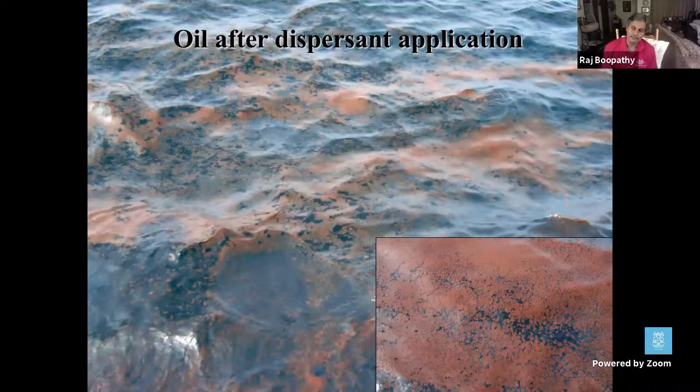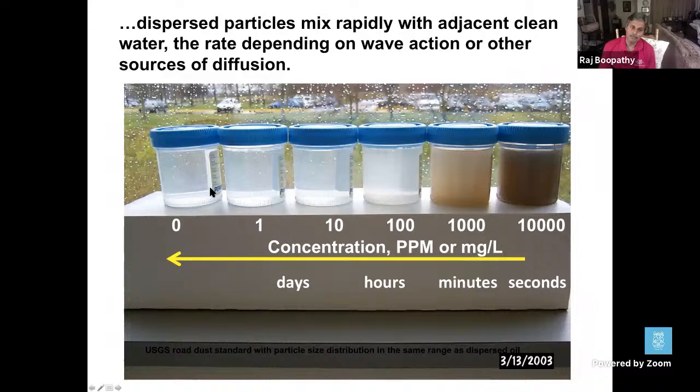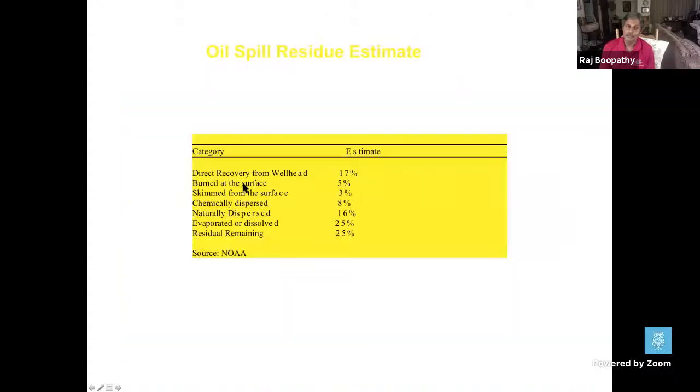Okay. Of course, dispersant has its own toxic effect on the ecosystem, but at least it broke the oil into smaller particles and dispersed it. Just to show you what happened in a picture: when you have oil like this and you add dispersant, it actually disperses out. It'll be clear within a few hours, a few minutes. Dispersion has a very good effect on oil.